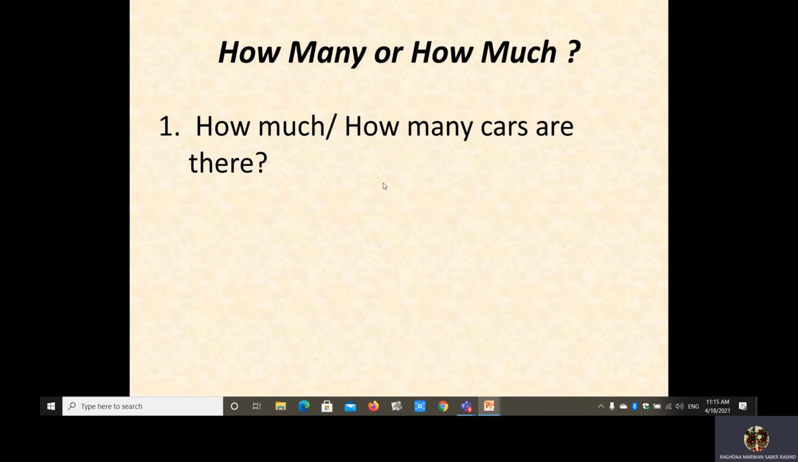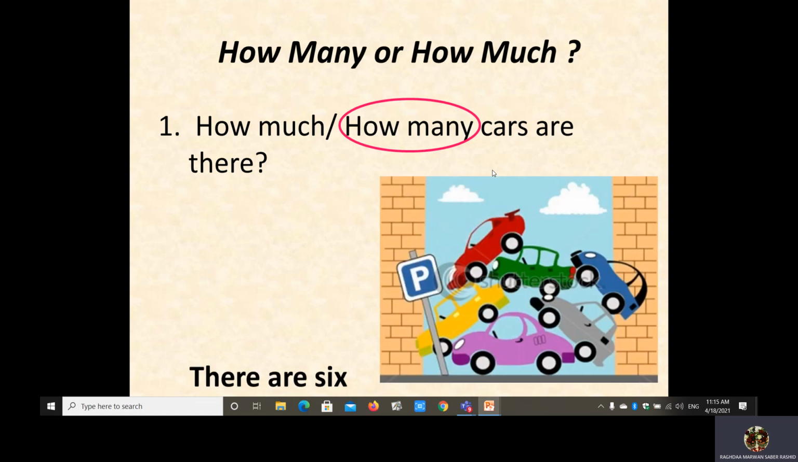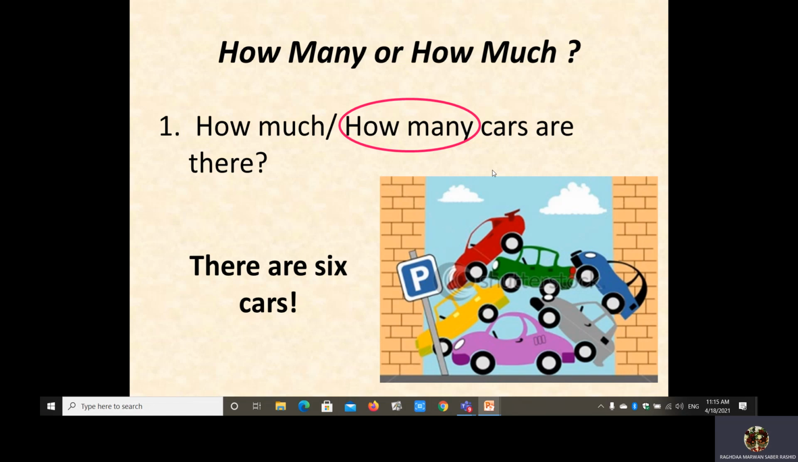How much or how many cars are there? Cars, can we count it or not? Of course, we can say 1 car, 2 cars, 3 cars, so we can count it. In this case, we use how many cars are there? There are 6 cars in the picture.